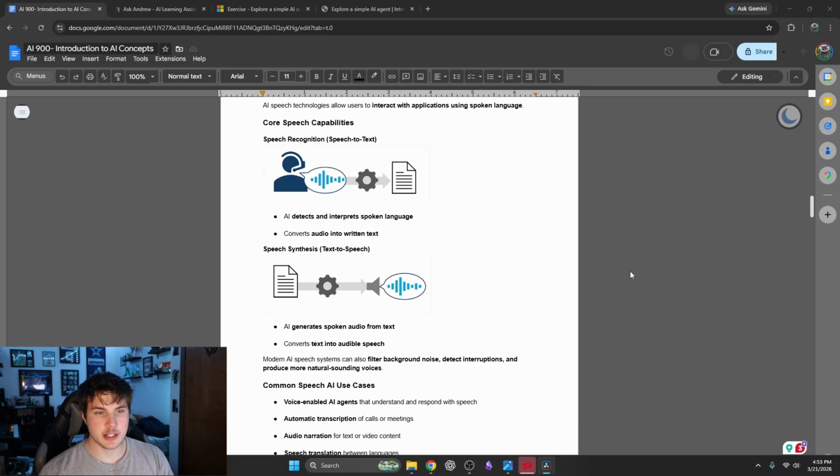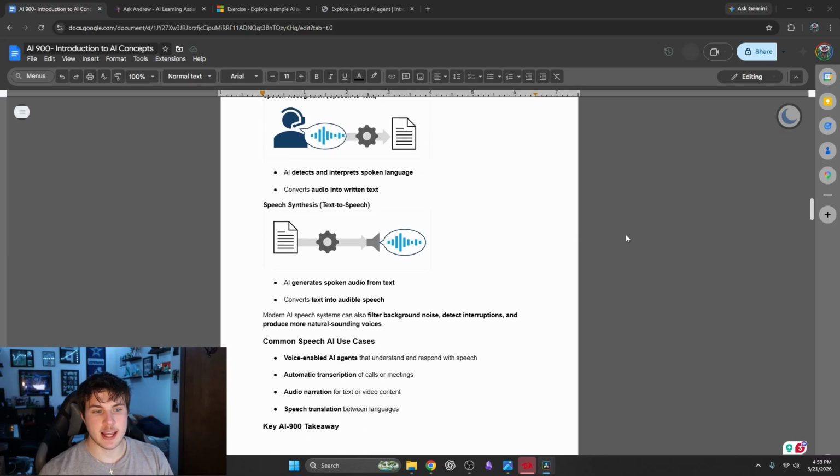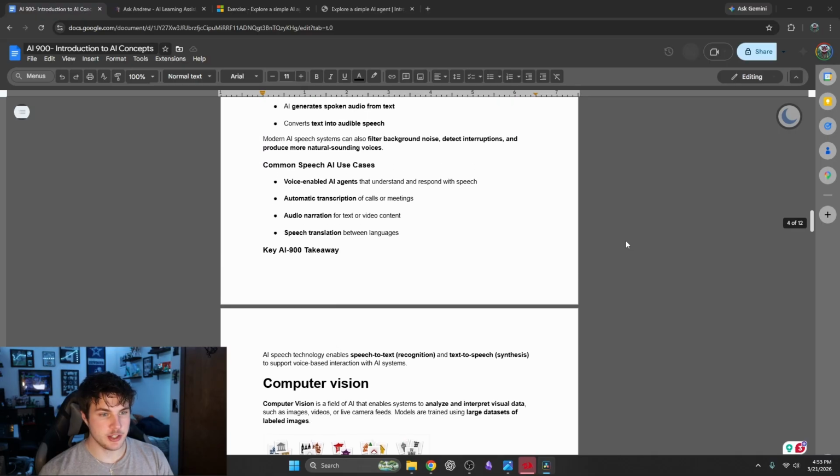Modern AI speech systems can also filter background noise, detect interruptions, and produce more natural-sounding voices. Common use cases include voice-enabled AI agents that understand and respond with speech, automated transcription of calls or meetings, audio narration for text or video content, and speech translation between languages. Key takeaway is that AI speech technology enables speech-to-text recognition and text-to-speech synthesis to support voice-based interaction with AI systems.